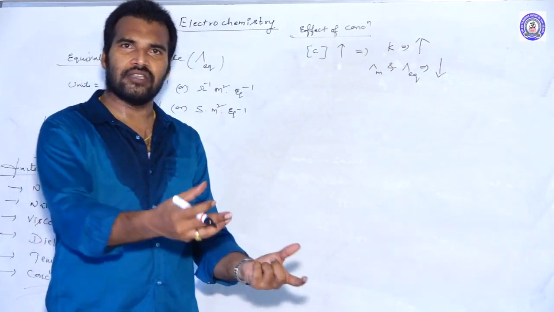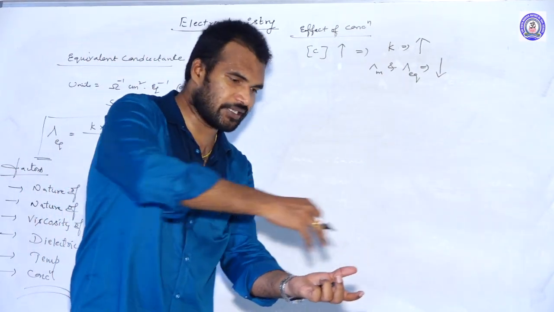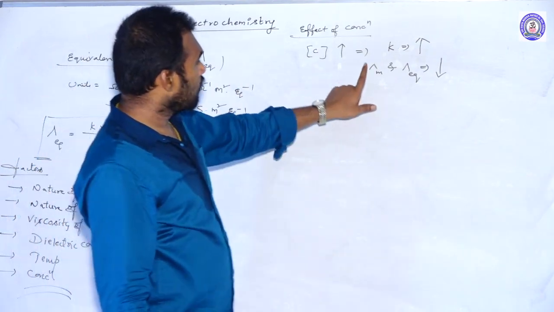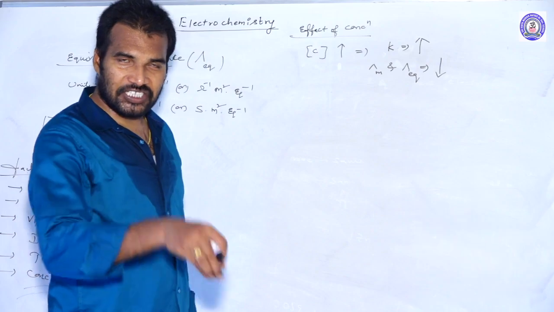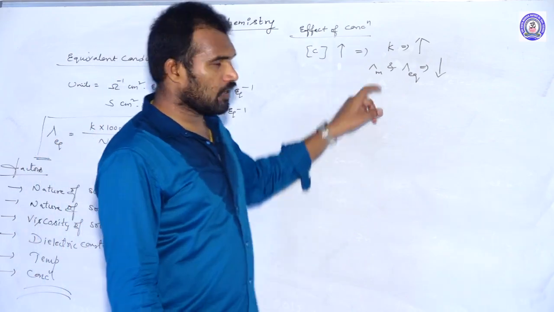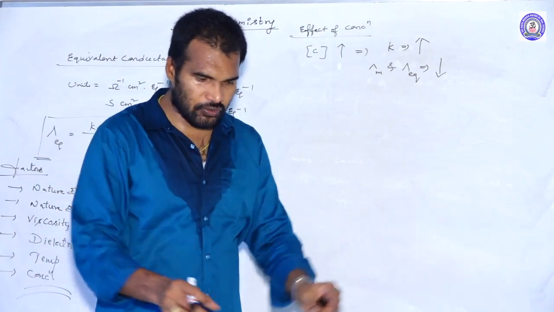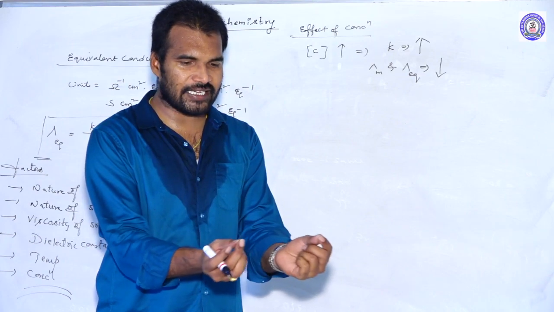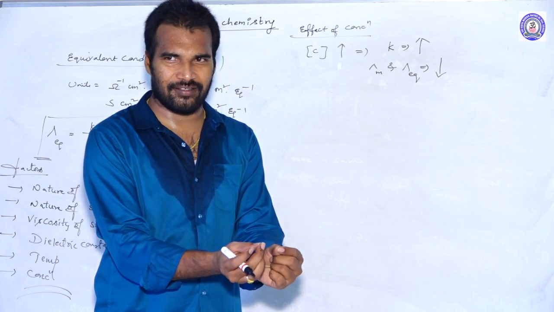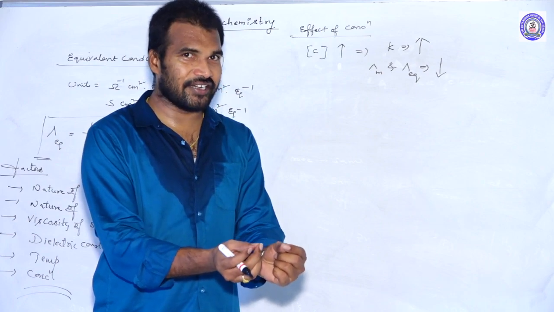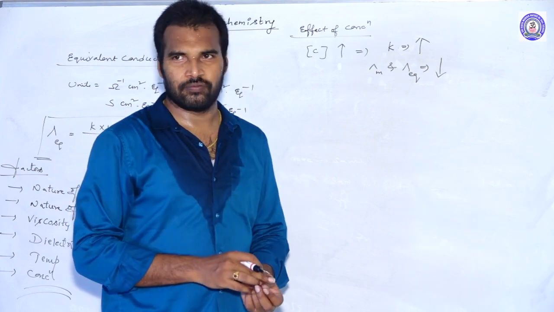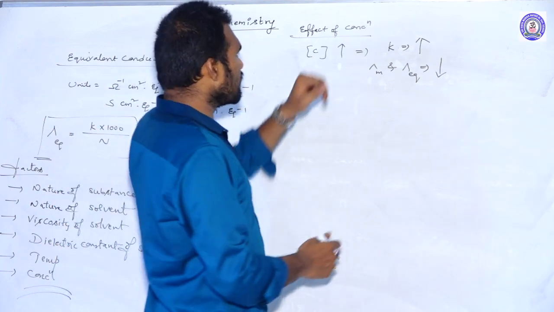Why? Because if the concentration increases, the number of ions present in the unit volume will increase. Automatically the conductance increases. But molar conductance and equivalent conductance decrease. Why? Because when the concentration increases, within a unit area the number of ions will be more. If the number of ions is more, then ionic interactions are generated, and because of these ionic interactions, the ions cannot easily move.